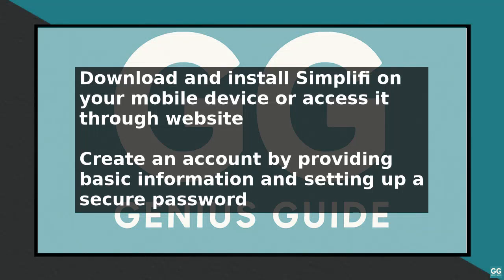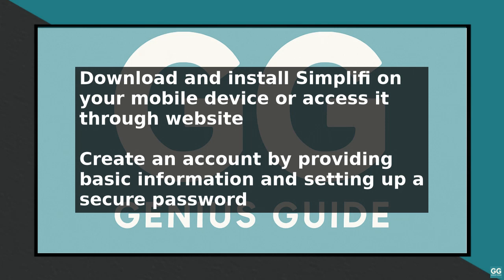To get started with Simplifi by Quicken, first download and install the app on your mobile device or access it through the website. Once installed, create an account by providing basic information such as name and email address, and set up a secure password.